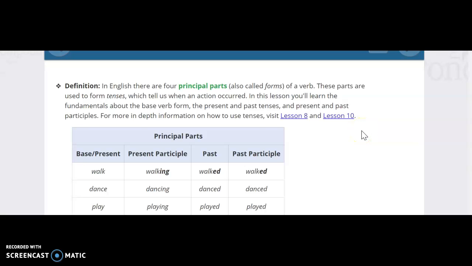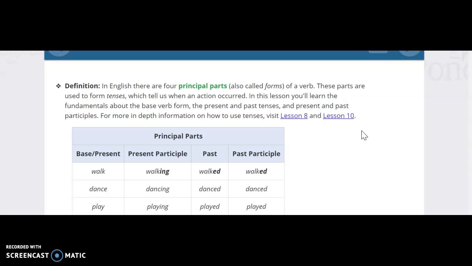Today I wanted to give you a quick synopsis of the principal parts of verbs to help you with the lesson that follows. If you remember, a verb is an action word or a state of being. Action words are like walk or dance or play. State of being is the form of be, as in am, is, are, was, were, be, been, being.